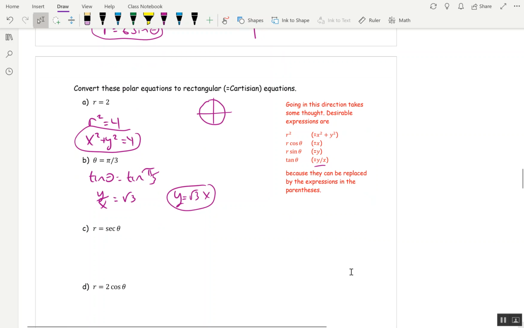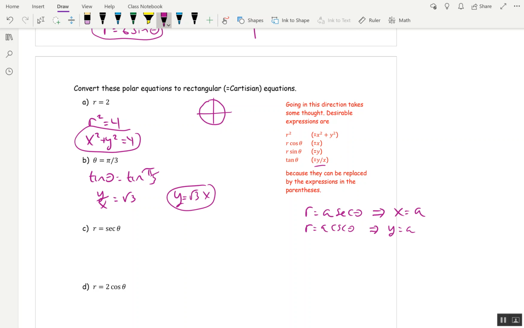Okay, r equals secant theta. So this is an important one. Whenever we see r equals a secant theta, that's going to be the vertical line x equals a. And whenever we see r equals a cosecant theta, that will be the line y equals a. Here's how I'm getting that.